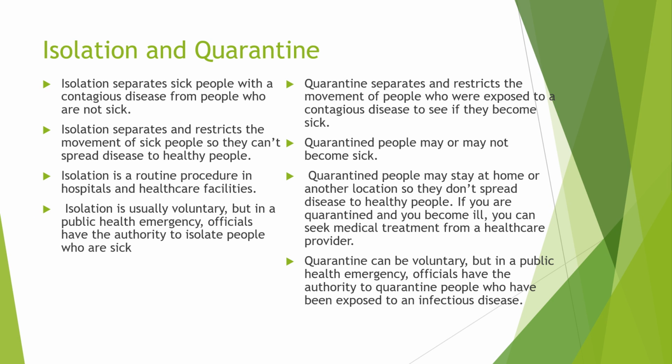Now coming to isolation and quarantine. Again, thanks to COVID-19, isolation and quarantine are probably very well understood by all of you, but still I would like to build on it. Where isolation separates the sick people with a contagious disease from people who are not sick, quarantine separates and restricts the movement of people who were exposed to a contagious disease to see if they become sick. Isolation separates and restricts the movement of sick people so they can't spread disease to the healthy people around. Quarantined people may or may not become sick.